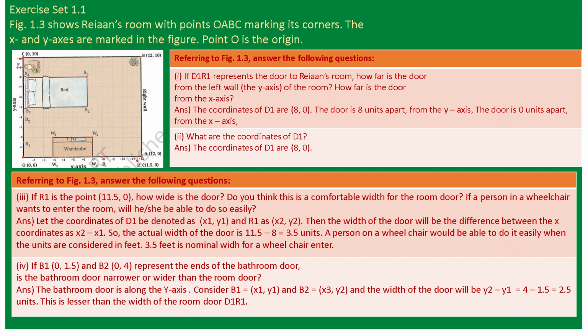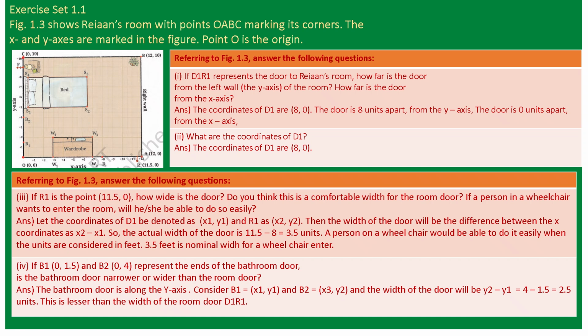This figure shows Rayan's room, with points O, A, B and C marking its corners. The x and y axes are marked in the figure. Point O is the origin, which is 0, 0. The x and y axes are along the walls of Rayan's room: the x-axis is one of the walls and the y-axis is another wall. Referring to this figure, answer the following questions.